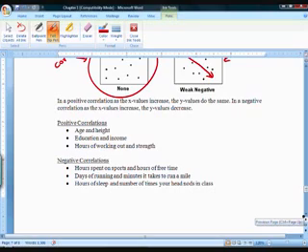Education and income. This is a good one. The better education you have, most of the time, the more money you make. That's what I'm saying here. As your education increases, your income increases. Hours of working out and strength. The more you work out, the stronger you get. You see that as one of them increases, the other one also increases.